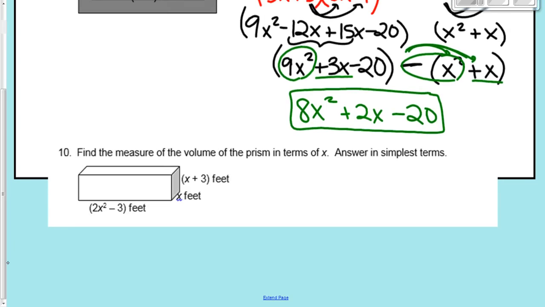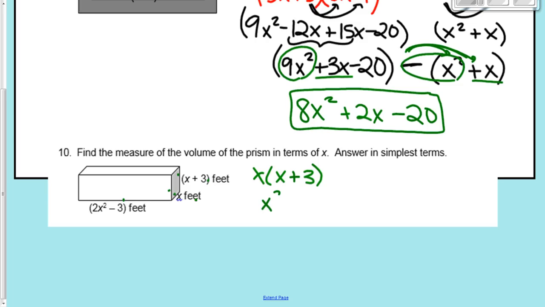Last problem says find the volume. Now I know that volume is length times width times height, so I need to multiply all 3 of these together, right? Well, I can do this a few different ways, but what I would probably like to do is take care of this x right off the bat, right? So let's just do x times x plus 3. So let's just do kind of like the length and the width, if you will, and then we'll deal with the other dimension here in a second.